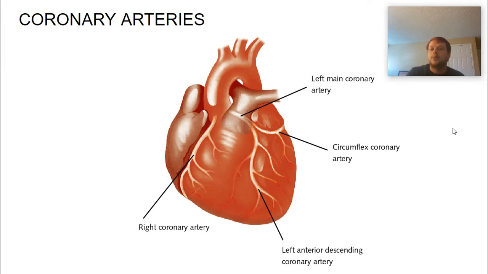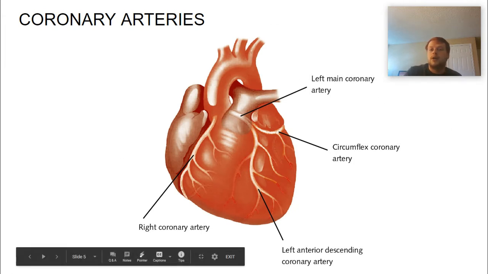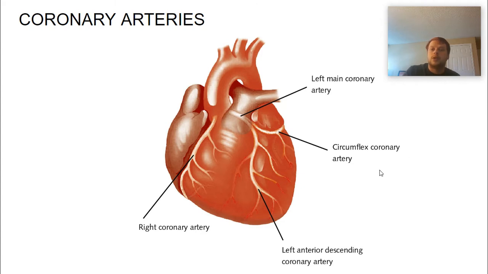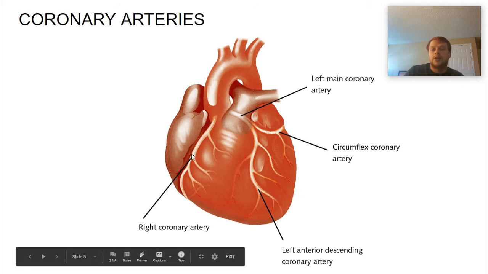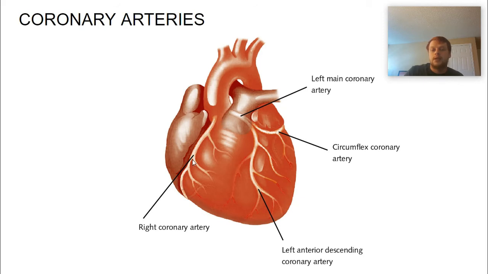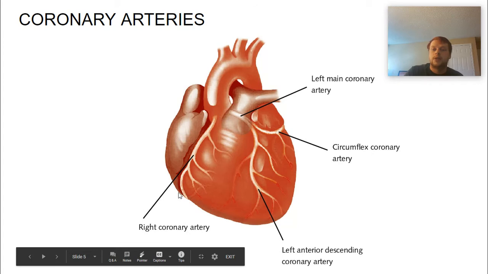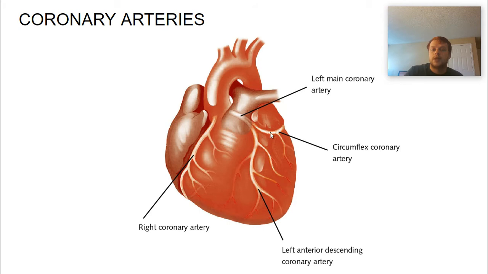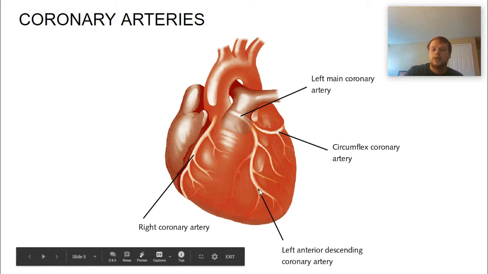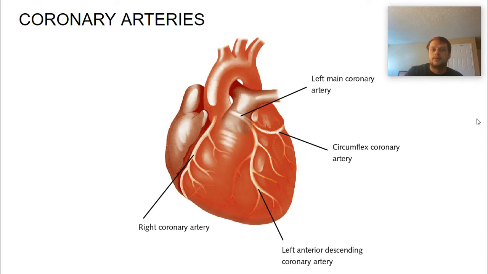Now, when we're talking about the circulatory system, we've got arteries and veins. Remember, arteries carry blood away from the heart, so A for away, veins carry it to. Here's some of your major arteries. You have your coronary artery on the right here. It looks like it's on the left, but that's because we're facing the heart. So when we're talking about the parts of the heart, they're going to be reversed. Your left main coronary artery right here, the circumflex right here, and then the anterior descending coronary artery.